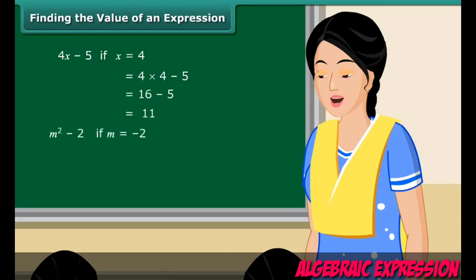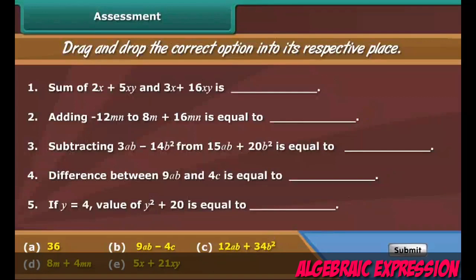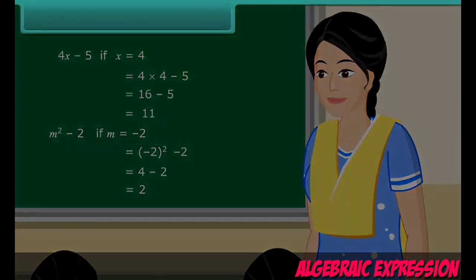Similarly, if m is equal to minus 2, then the value of the expression m square minus 2 will be equal to 2. Let us check your knowledge. Drag and drop the correct option into its respective place. Summary.